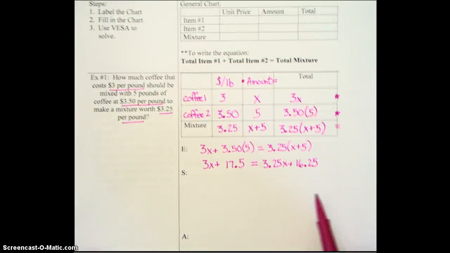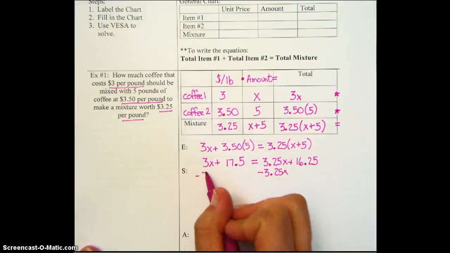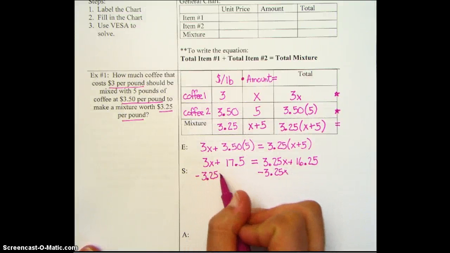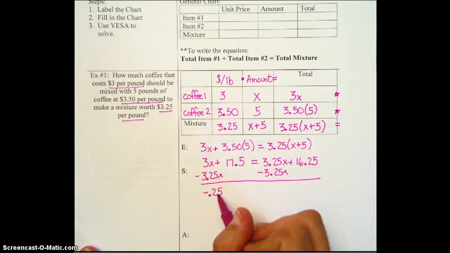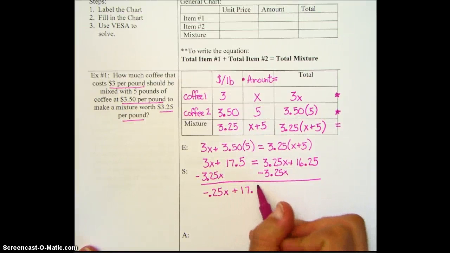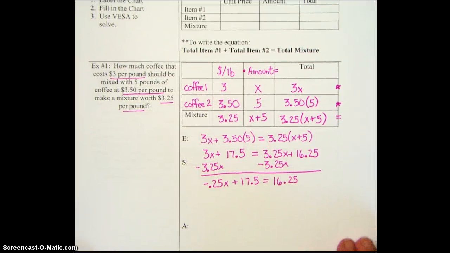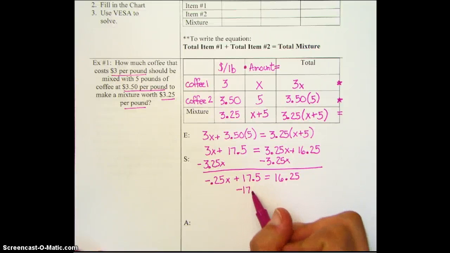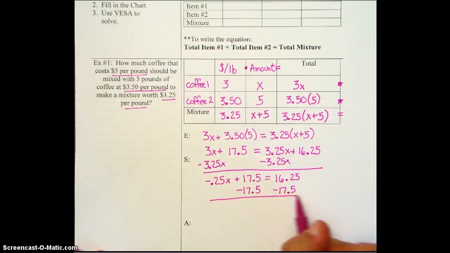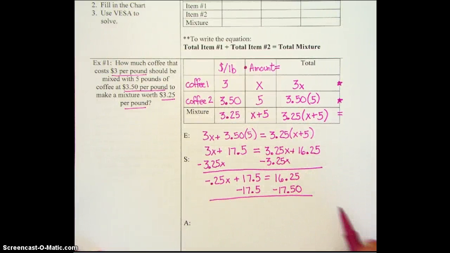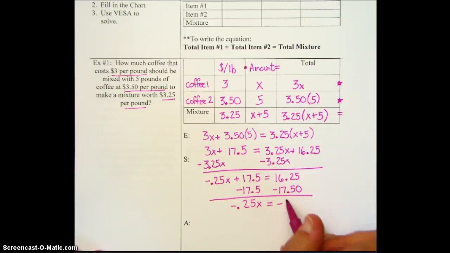Now we need to move the variables to the left. If we subtract 3.25x from both sides, we're going to end up with a negative x. But don't worry, chances are the negatives are going to cancel out. So we have negative 0.25x plus 17.5 equals $16.25. To undo addition, we need to subtract. So we're going to subtract 17.5 from both sides. If you want to, you can put a 0 as a placeholder so everything lines up cleanly. Negative 0.25x is going to equal negative 1.25.